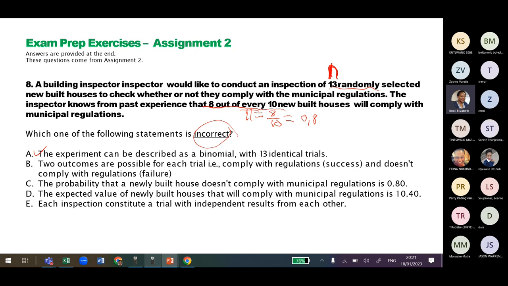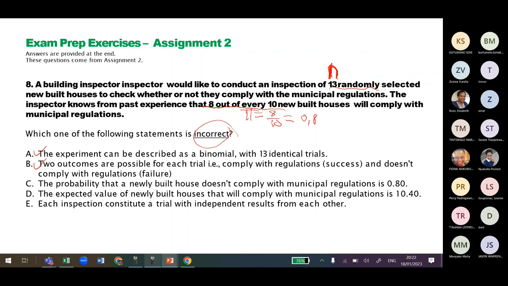Comply with the regulation, success, and doesn't comply with the regulation, failure. Is that correct or incorrect? Correct. That is correct because it's binomial. It has two outcomes, it's a success and a failure.